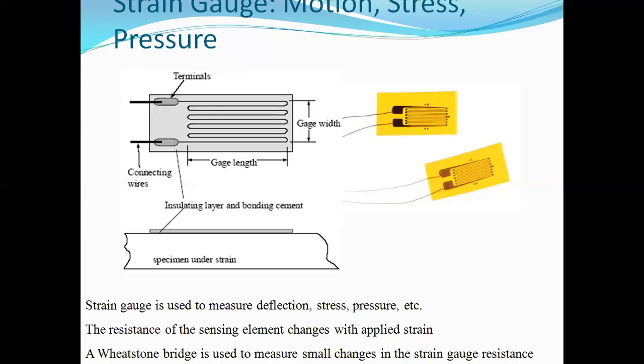So in order to safeguard the terminals, an insulating layer and bonding cement will be applied on the terminals, and the resistance of the sensing elements changes with respect to the application of stress or even the strain values.